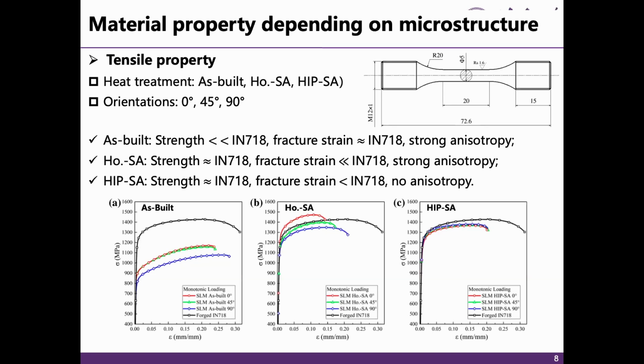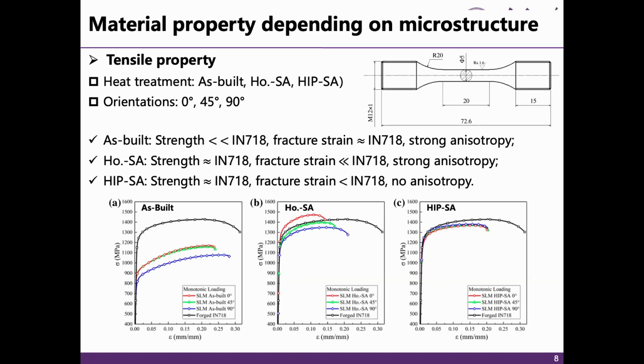We see a very significant difference. The material becomes much weaker compared to the forged material. After heat treatment, we actually reach the level of Inconel 718. The difference is less than 10%, which for engineering design is an acceptable tolerance. After HIP, it seems not so different.